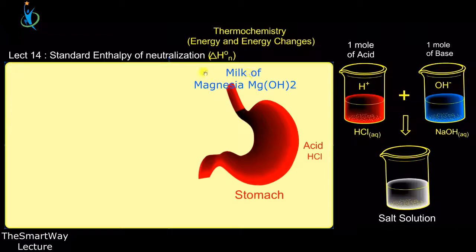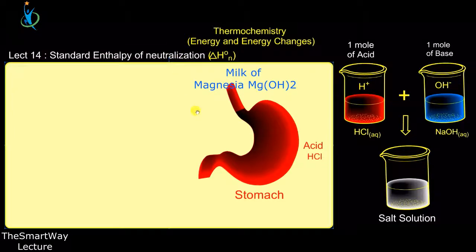The milk of magnesia, and the chemical formula is magnesium hydroxide. So this is added to our tablet, and then when we take it to our stomach, it reacts with the acid, clearing the acid out, and then produces what we call salt and water. The reaction between the base and the acid, or the acid and the base, to produce salt and water, is what we call the neutralization reaction.